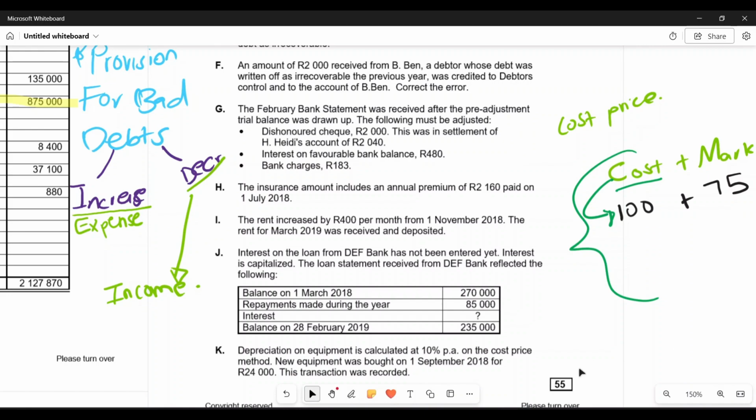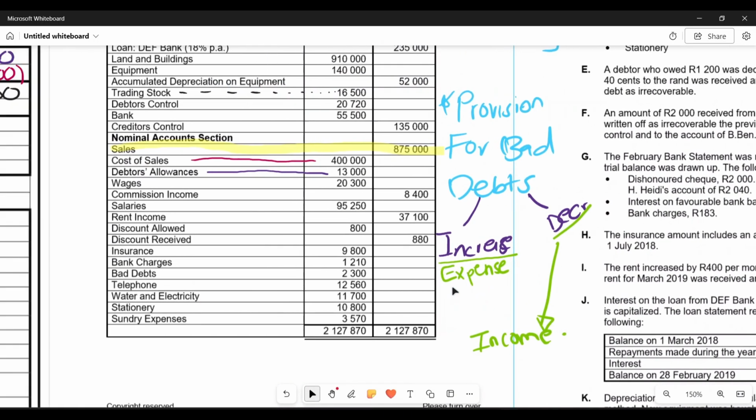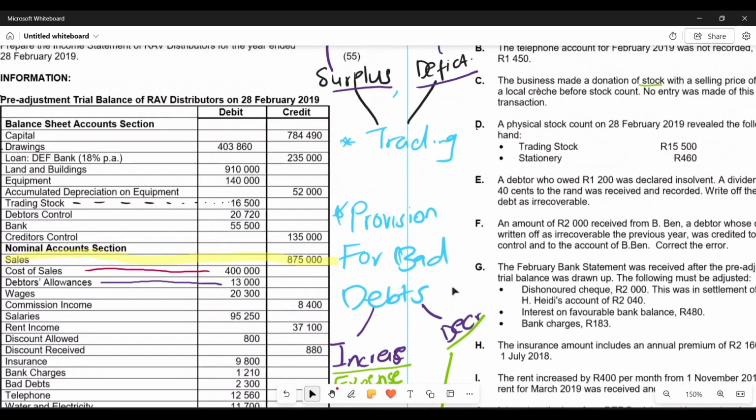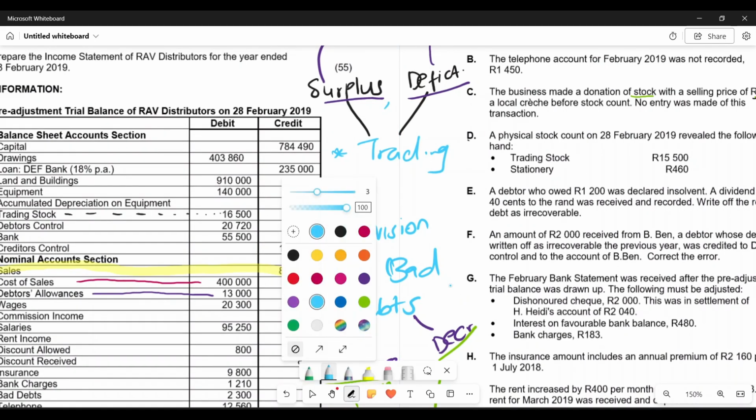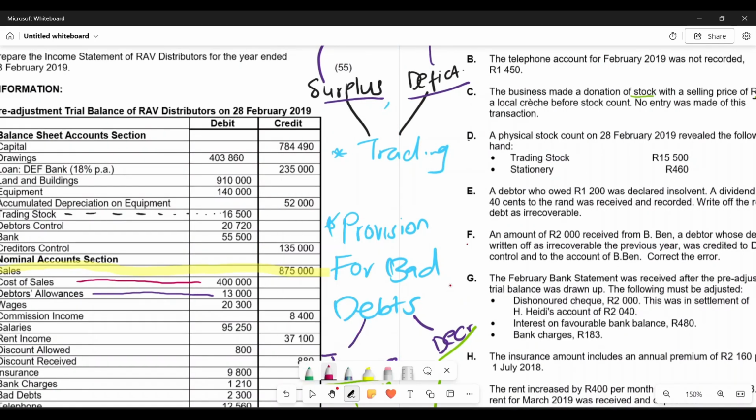Right? Now remember, before you recognize your incomes as well as all your expenses, always start with these two. Check your trading stock and check whether you have a surplus or you have a deficit. And by the way, this one would always be there, right? So check your trading stock, whether you have a surplus or deficit, and also check your provision for bad debts. After you've checked these two, from then you can start recognizing those incomes and expenses you are given on your list of balances here, right?